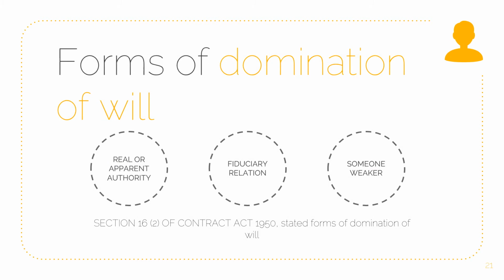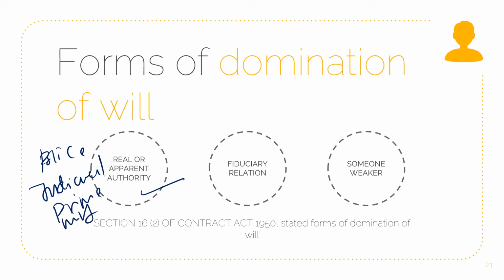Section 16 of Contract Act 1950 stated there are 3 forms of domination of will. The first one is the real or apparent authority. Real authority means an actual authority. For example, police officers, judicial officers, or even the Prime Minister. Apparent authority indicates that the person is not holding any real authority, but shows the color of the authority of what it appears. Second is fiduciary relations.